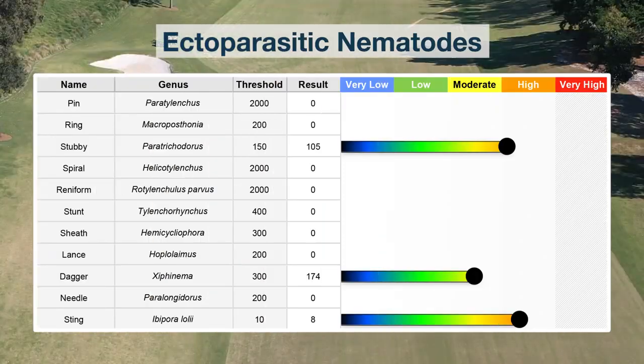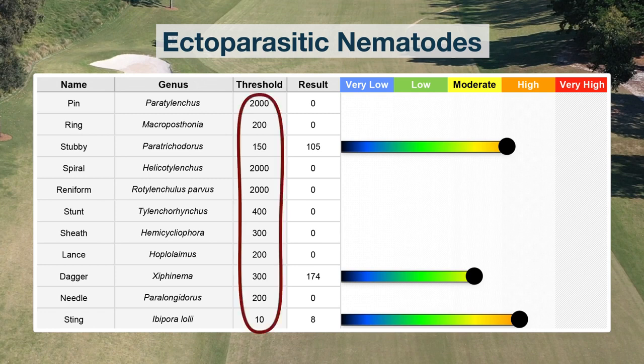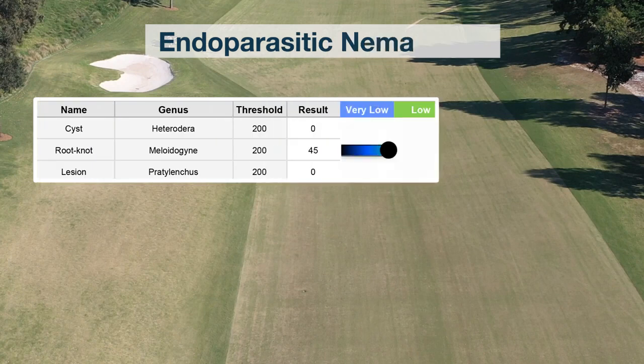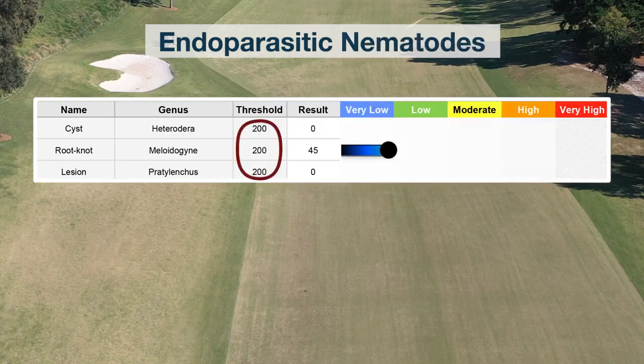And the second thing is the nematode counts themselves. So nematodes will be split up into the species that have been identified in the laboratory, and for each species there's a threshold. So the threshold number is the number at which a treatment is warranted depending on the health of the root system. So we can see here the threshold numbers for a range of ectoparasitic nematodes as well as endoparasitic nematodes, and then the counts for this sample.